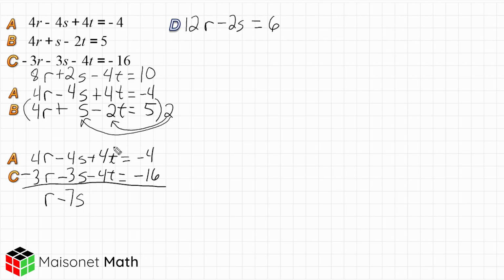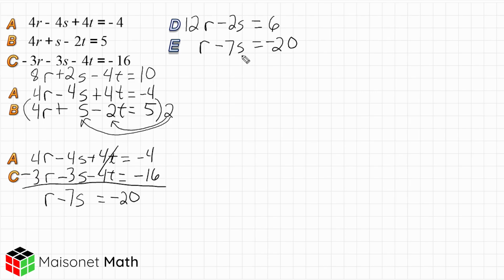And the t's are eliminated, and we have to set that equal to negative 20, which is the sum of these two numbers. All right, so let's take this second equation we came up with and write it with this first equation we came up with. So now we have r minus 7s is equal to negative 20.